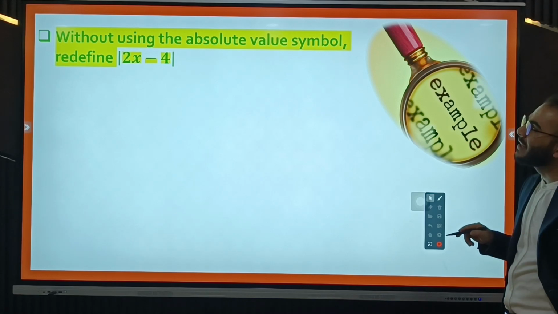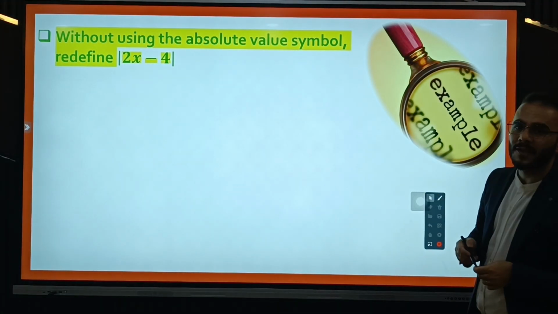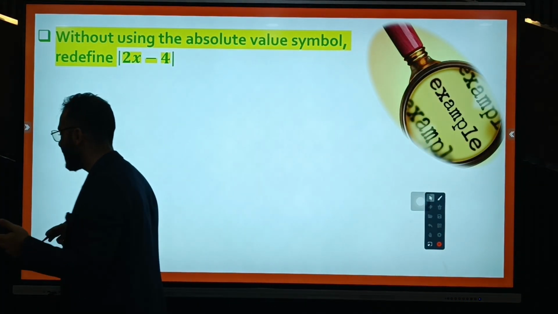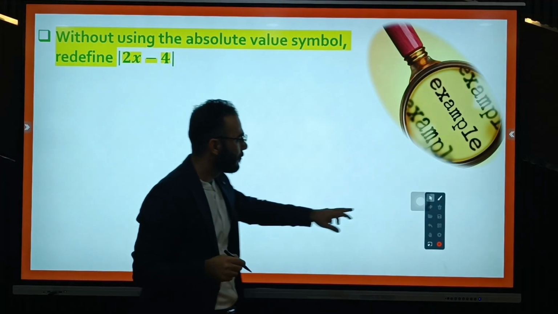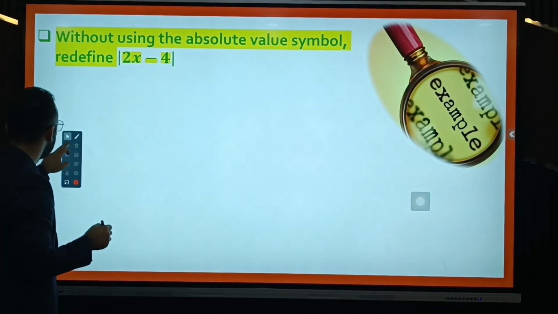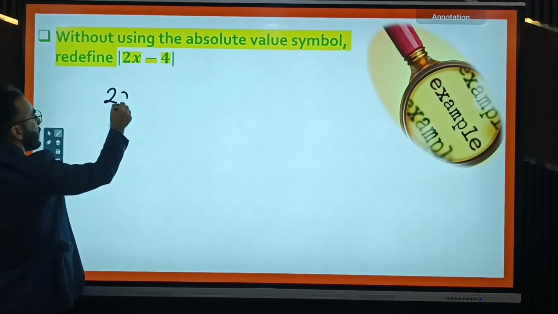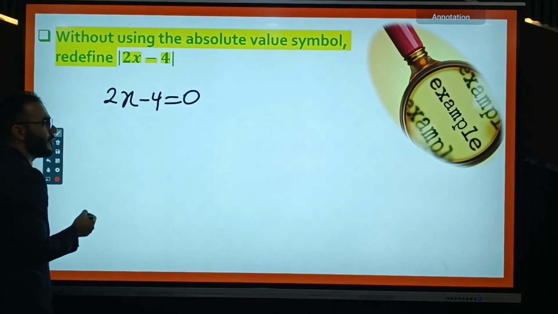Without using the absolute value symbol, redefine the absolute value of 2x minus 4. How are we going to redefine this one? As we said, first of all, look what we have inside our absolute value. What do we have here? We have got 2x minus 4. So equalize it to 0.